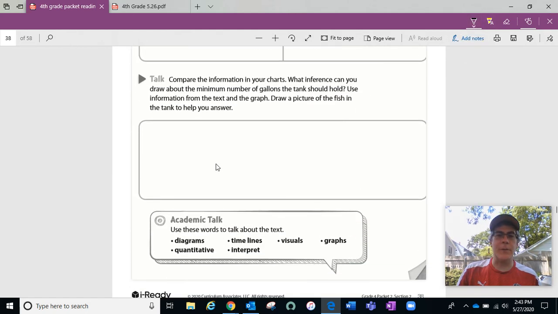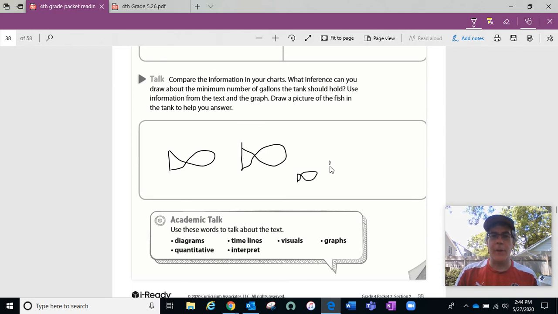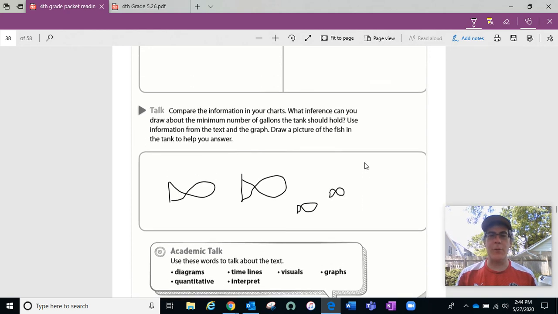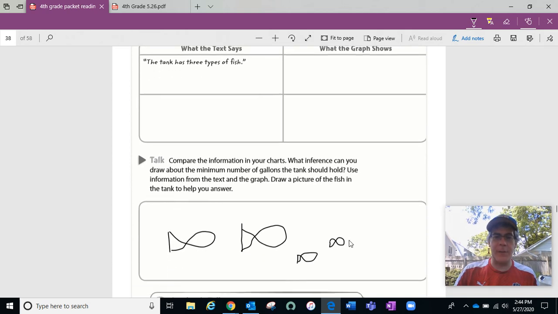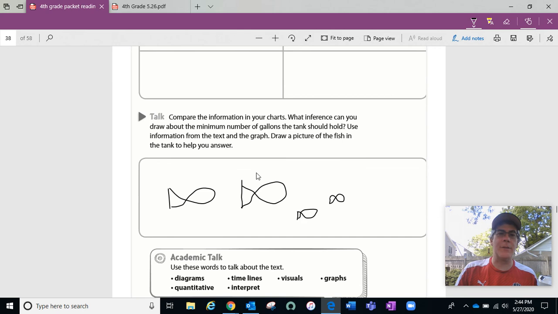So we could do this. We could do 2 of the angelfish. They're going to be pretty big. And then we can draw several smaller fish. I don't remember exactly how many there were. But anyway, that gives you an idea of how you can approach it. But you fill in the chart your way. Use this space to draw the fish as you would and get an estimate of how many gallons the tank should hold.